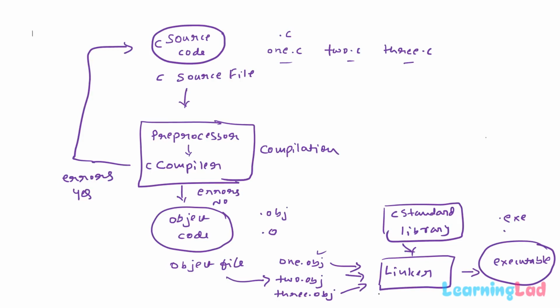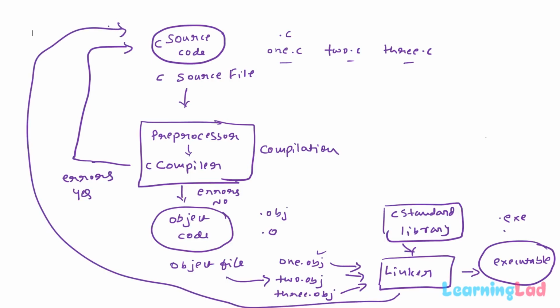So again, you have to go back to your source code and find the error that you have made, and then you have to correct that. And after correcting that, you have to perform all these steps again. You have to compile them, and then you have to link them. If there are no errors, then the linker will successfully create the executable.